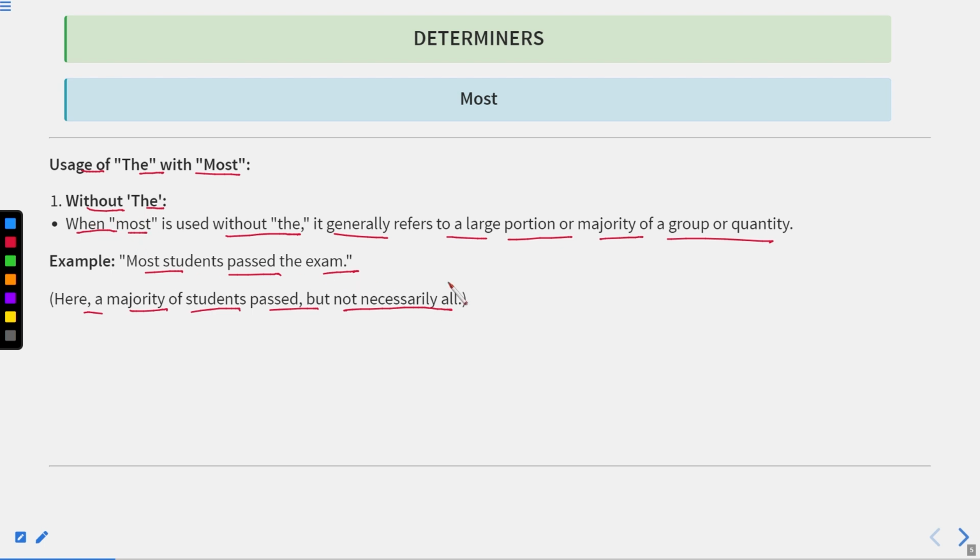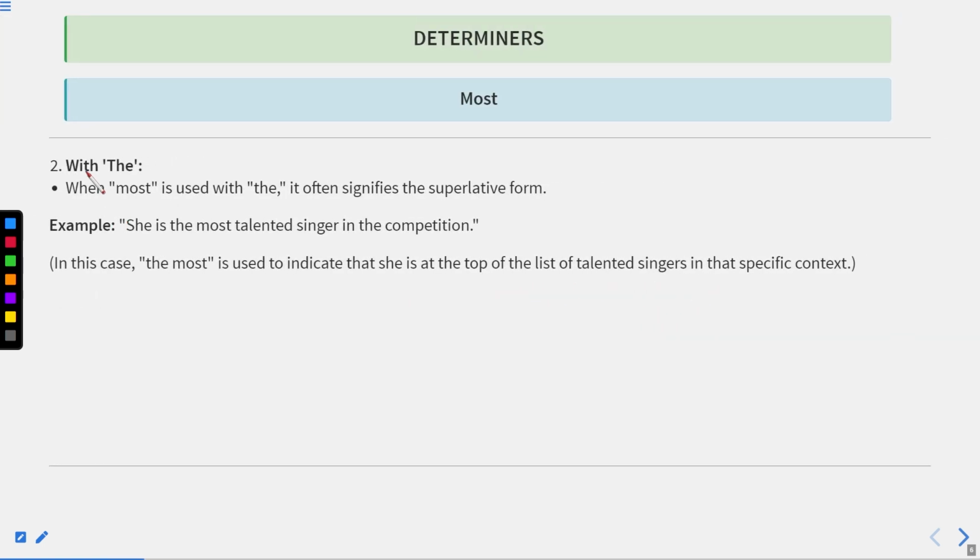But if I say the most, it actually refers to the superlative degree of adjective. We have discussed without the, now we'll discuss the concept of with the. When most is used with the, the is the determiner as well as the definite article. It often signifies the superlative degree or superlative form of adjective. So this signifies superlative degree of adjective.